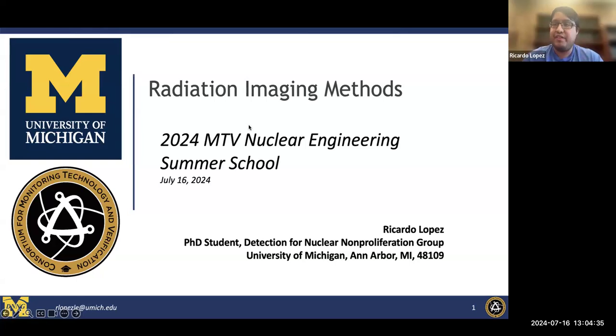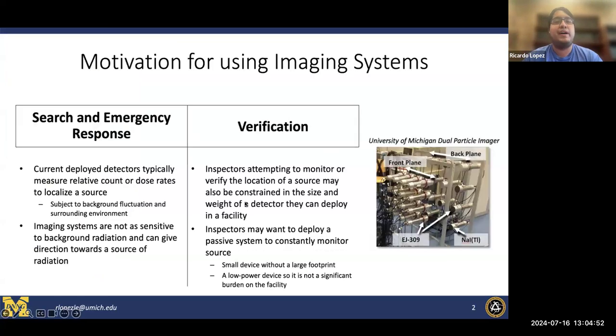All right. Thank you, Flynn, for that. Everything looks good on my front, so I think I'm just ready to get started then. So, hello, everyone. My name is Ricardo Lopez, and today's lecture is going to be on radiation imaging methods. And specifically, I'd like to start off by talking a bit about the motivation for using imaging systems in general, but specifically with respect to nuclear proliferation and nuclear safeguards efforts.